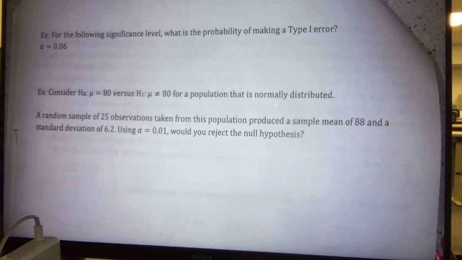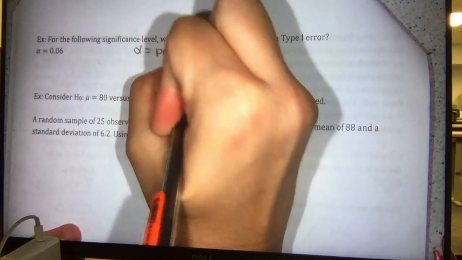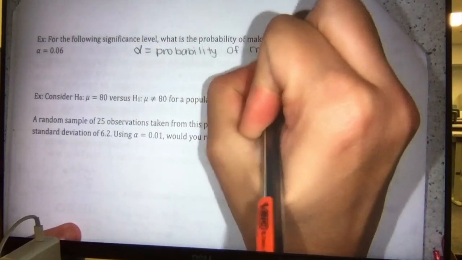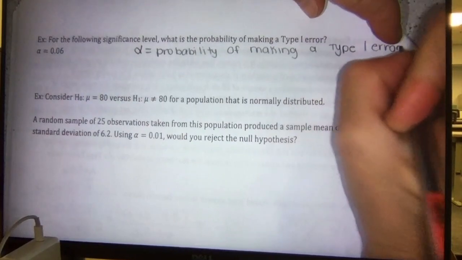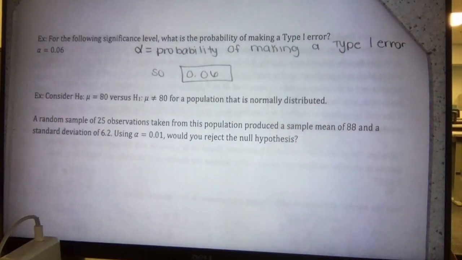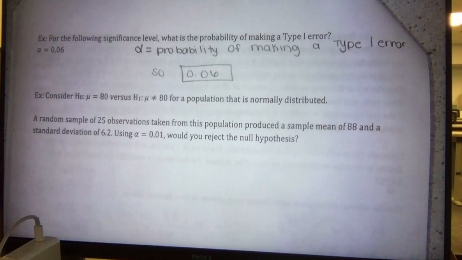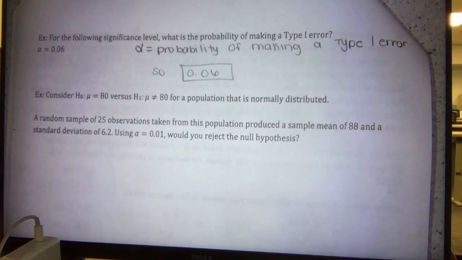All right, so page 7. For the following significance levels, what is the probability of making a type 1 error? And it tells us that our alpha value is 0.06. So it pretty much tells you the answer. Alpha is our probability of making a type 1 error. So our probability is 0.06. Done. We're going to do this next one, but that didn't really count as an example. Remember that type 2 was our beta. So I just wanted to make sure that you understood what alpha was really saying.